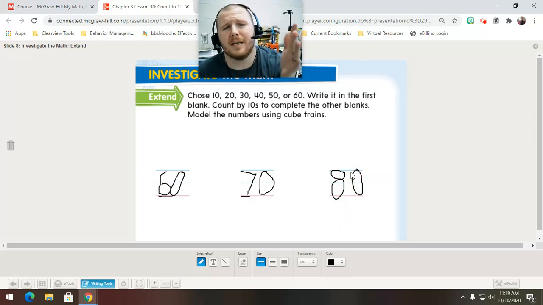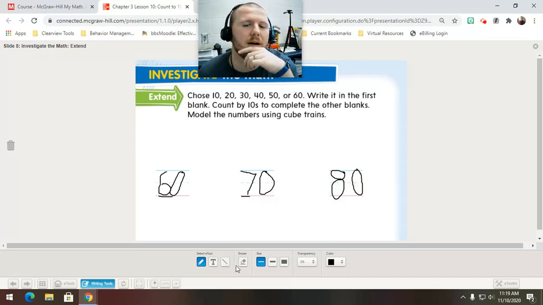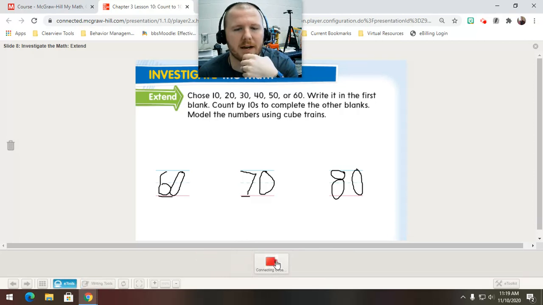Now, I know what you're thinking. How do you know? Well, let's just use the blocks to figure that out. So we'll start with 60. So we need 6 groups of 10.